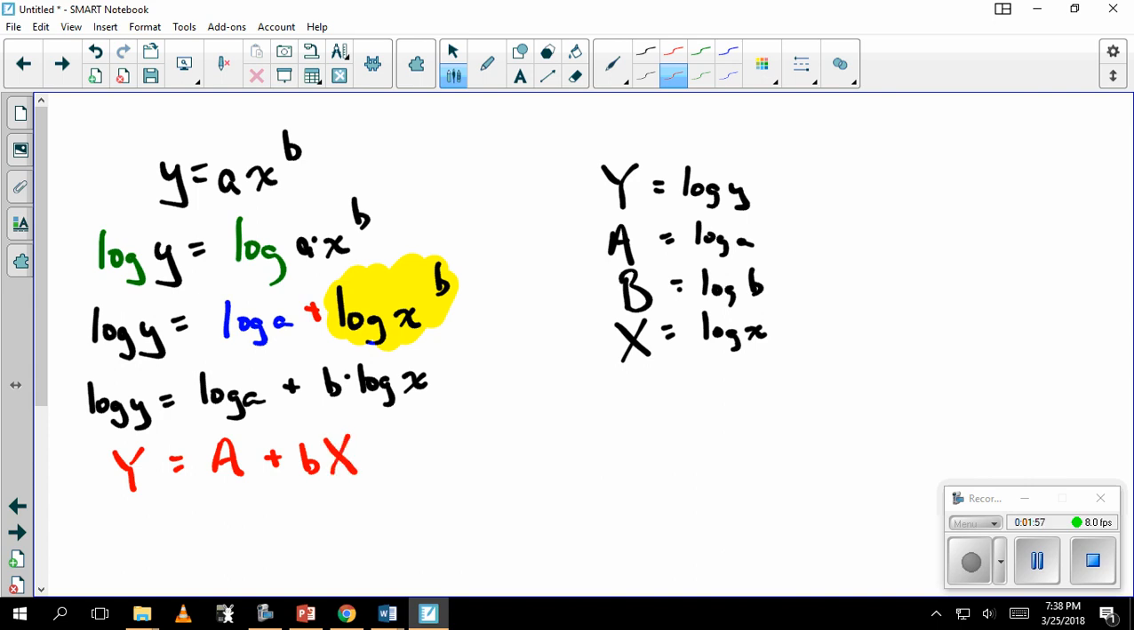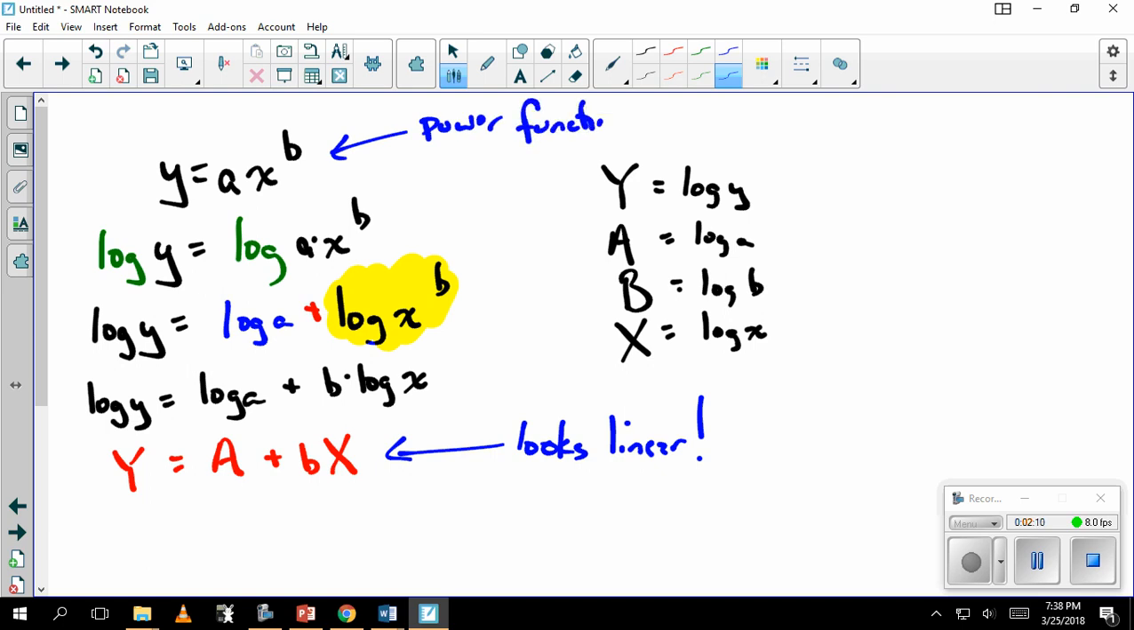Now the reason that this is so nifty is this looks linear. This function up here, of course, was a power function, but now I've tricked it into looking like a linear function. But it's not a linear function between x and y, because that would look like this, y equals a plus bx. This is a linear function between capital Y and capital X.